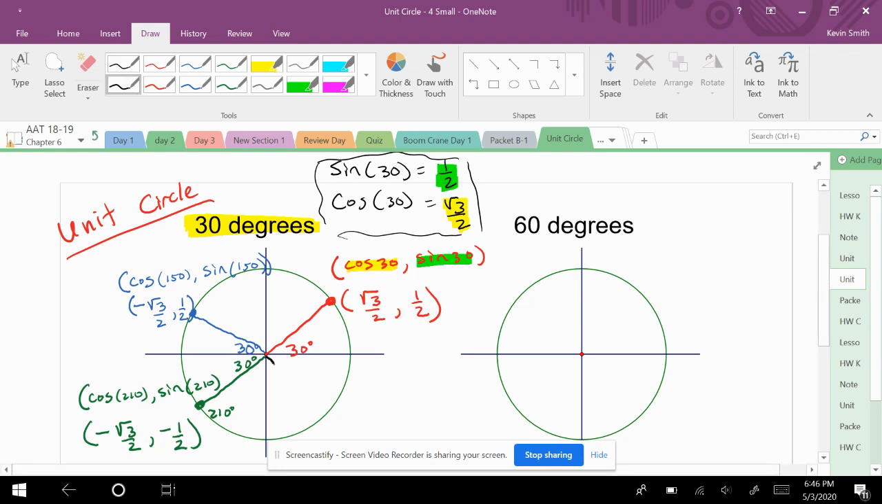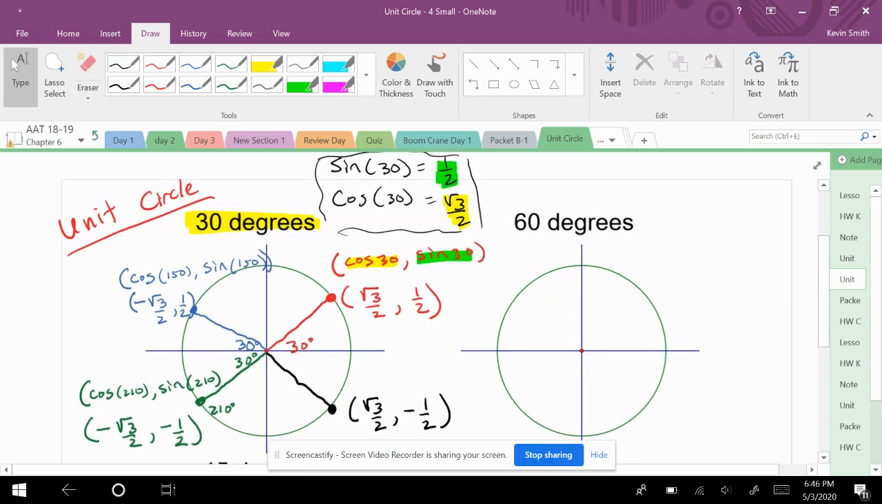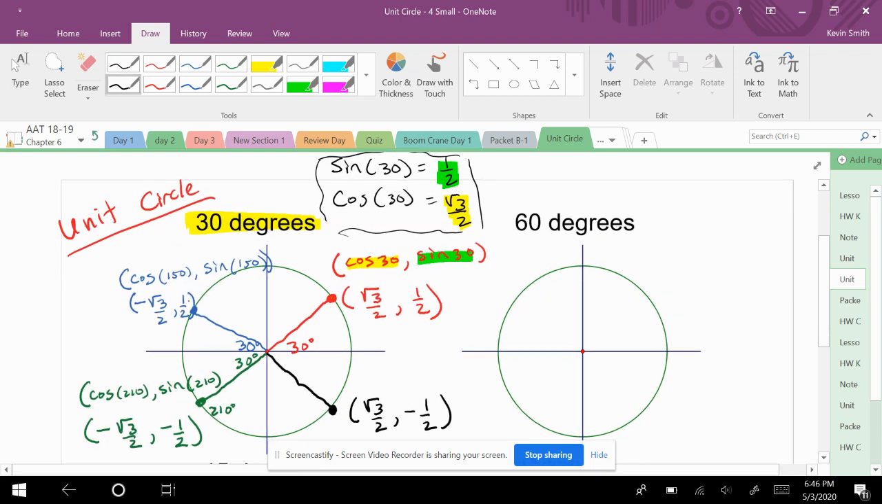And we'll do the last one here in black. You're probably seeing a pattern. This would now be positive root 3/2, comma, negative 1/2. So those are the 4 xy coordinates on the unit circle that have a reference angle of 30 degrees.